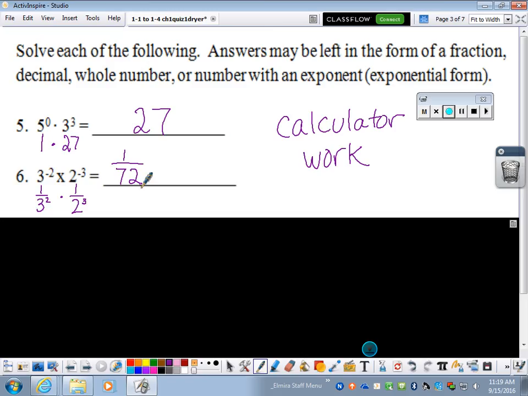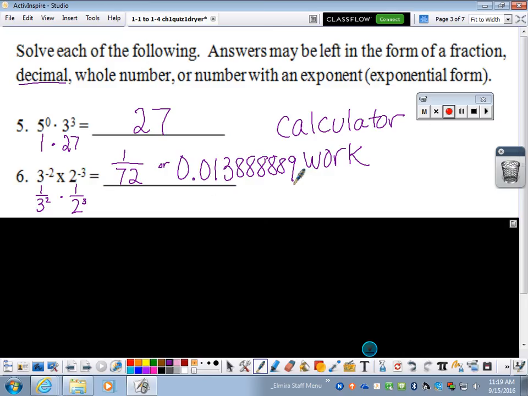In this section, you are allowed to answer as a decimal. That means you could just type this in: 3 caret negative 2 times 2 caret negative 3. So the alternative answer, this is what the screen looks like.